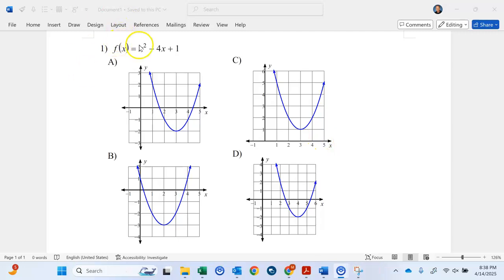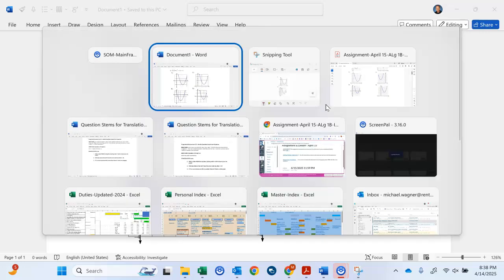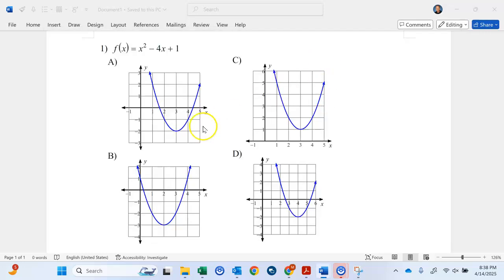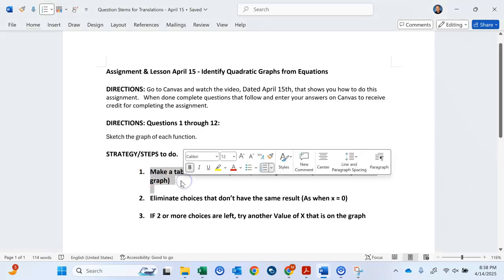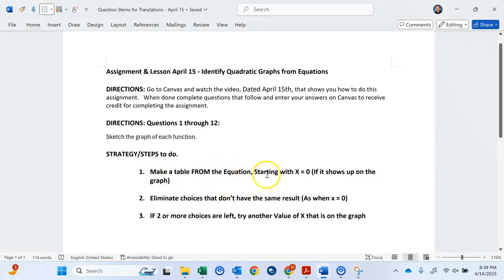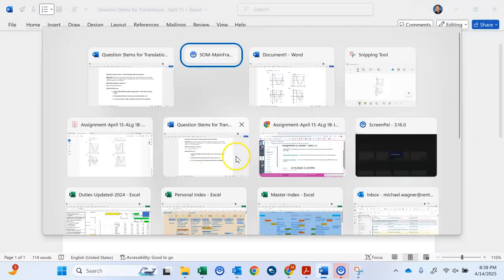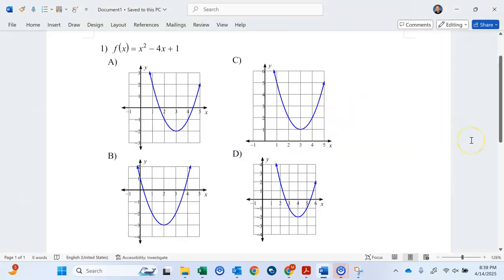The first question is right here. This is our function or equation, and one of these graphs matches it. Step number 1 is right here. Again, translate that, make sure you understand it. We're going to make a table with x and f of x. What is the result, f of x? Remember, that can be the same as y.